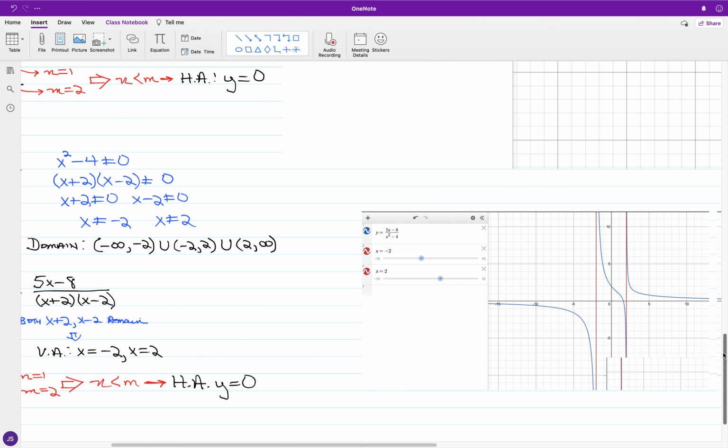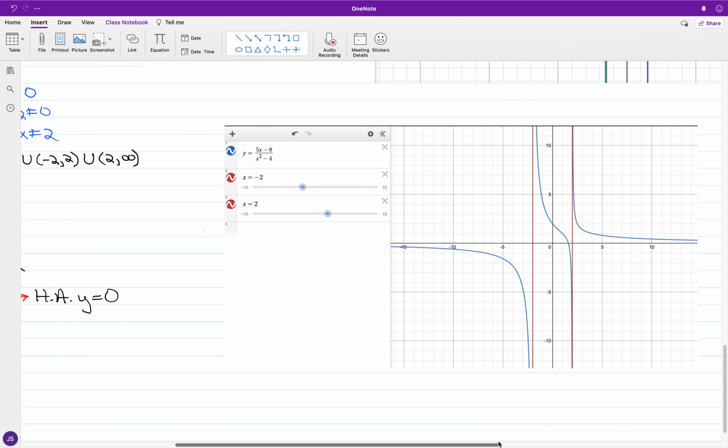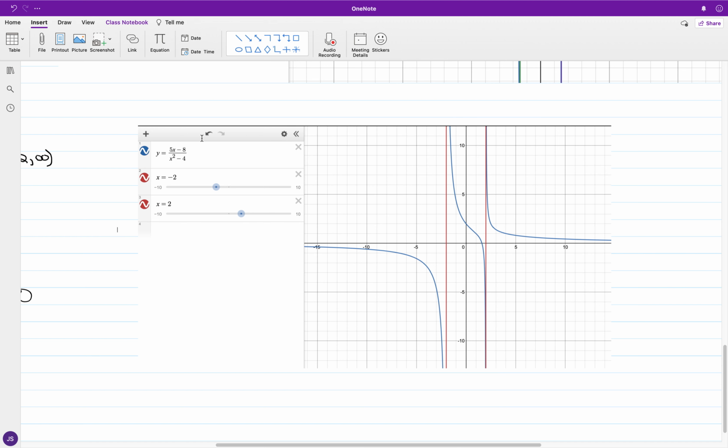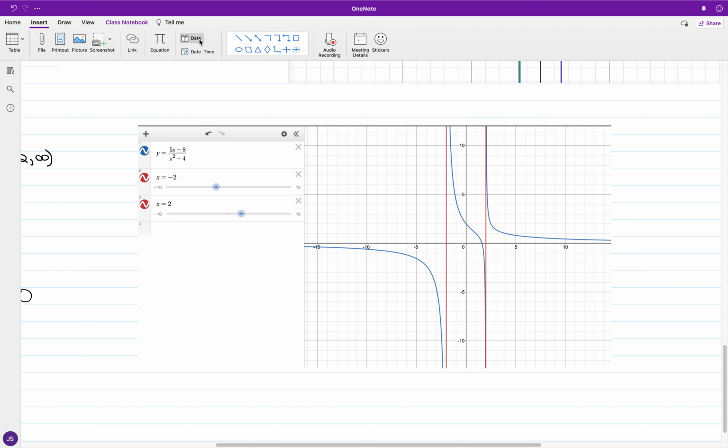So looking at the illustration, say y is equal to f of x is equal to (5x minus 8) over (x squared minus 4). Again, you have these three sections defining what we have for the rational function. And we have the vertical asymptotes at x equal to -2 and x equal to 2. The vertical asymptotes are off limits. And once again, if I include the horizontal asymptote, y is equal to 0.